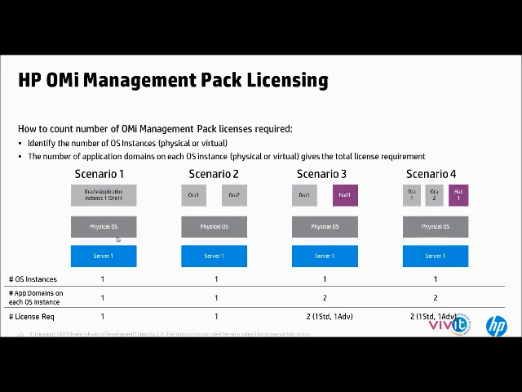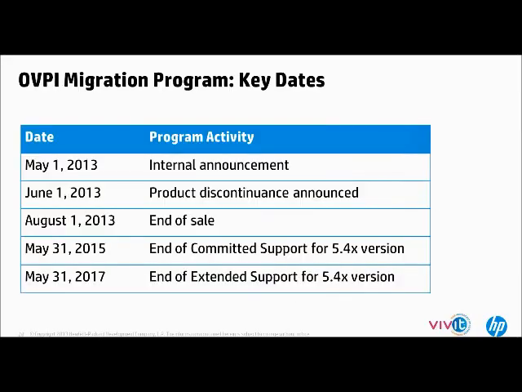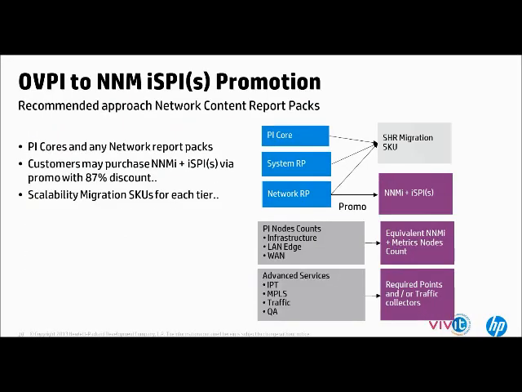And the license is very simple. We identify the number of application domains on each operating system. So if you have Oracle running, we license you for Oracle. If you have Oracle and Hadoop running, we license you for Oracle and Hadoop. It's a very simple license mechanism in there. So that was the first part of increasing efficiency in management.